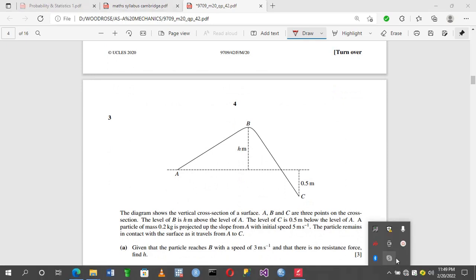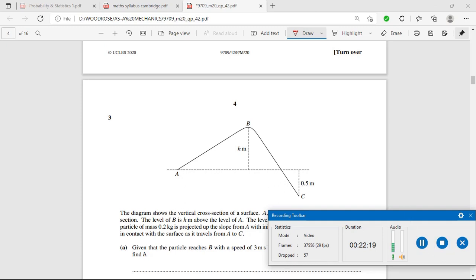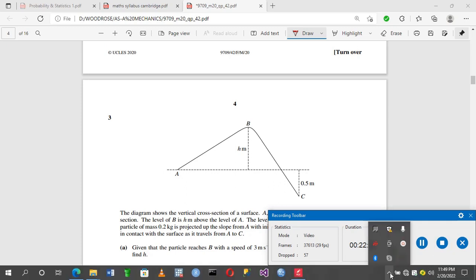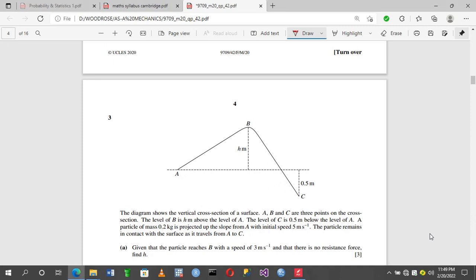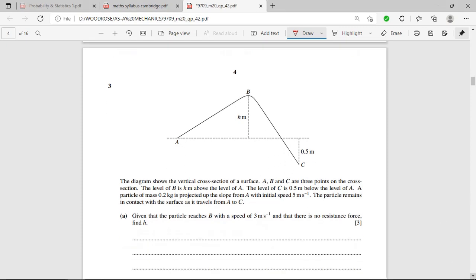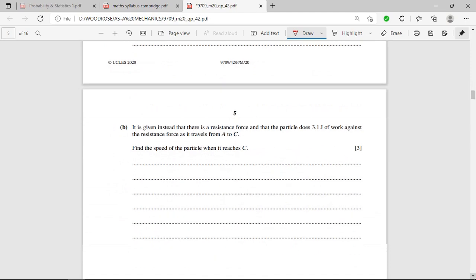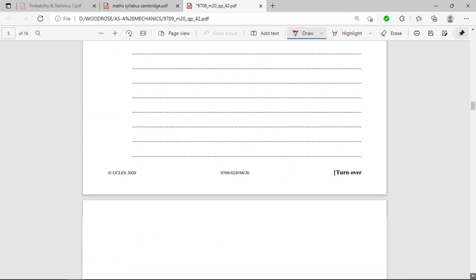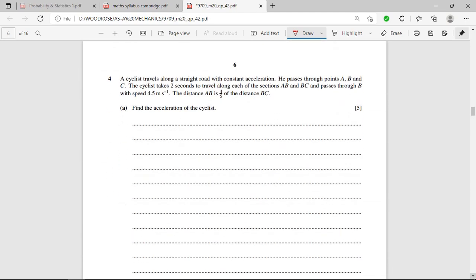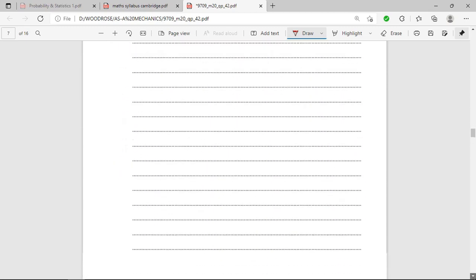Moving on to number 3. I've given you hints on number 1 and 2. I think number 3 we are going to do together in the class. And also number 4, we are going to discuss in the class.